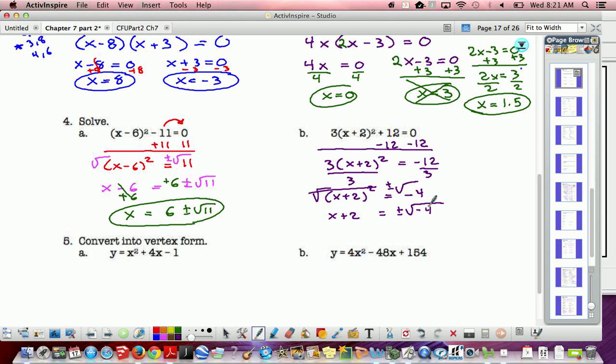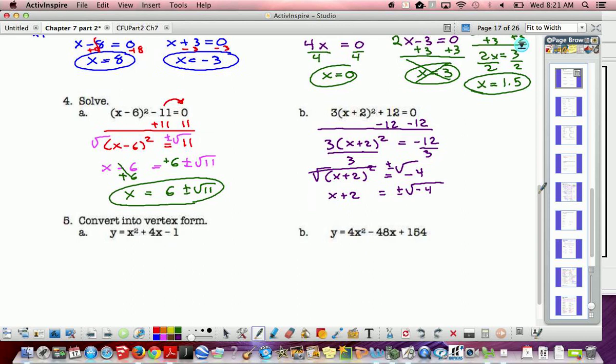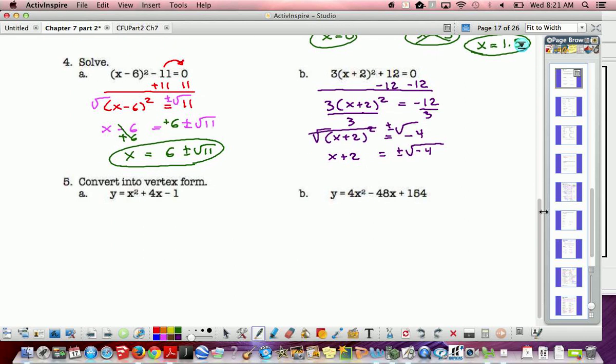Now normally we'd say no solution, but now that we know about imaginary numbers, we're going to deal with those. So this is like saying the square root of negative 1 and the square root of 4. So now we have plus or minus 2i, because the square root of 4 is 2, square root of negative 1 is i. If I subtract 2 from both sides, we'll cross out and x will equal negative 2 plus or minus 2i. So we are going to allow complex solutions.